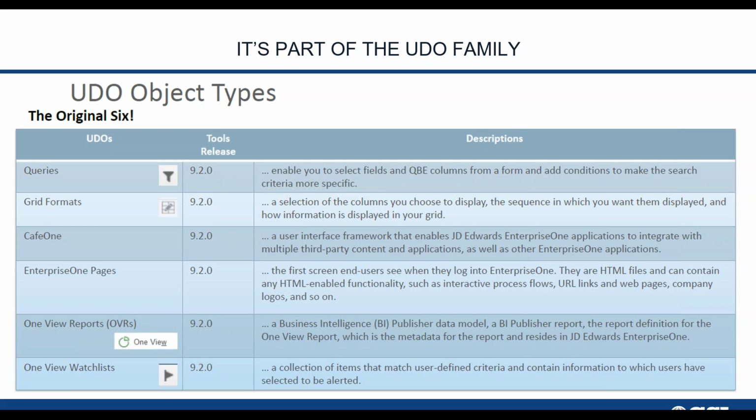But there's also what's referred to as a tools release, the backbone, the underlying coding of JD Edwards that controls all of these new UDOs and user interfaces and things of that nature. So I need you to look at the screen and see that release 9.2.0 of the tools release came out way back in 2015, 2016. And we had the capability to do queries and grid format changes and create pages, One View watchlists, etc. We had the ability to do all that on that tools release.